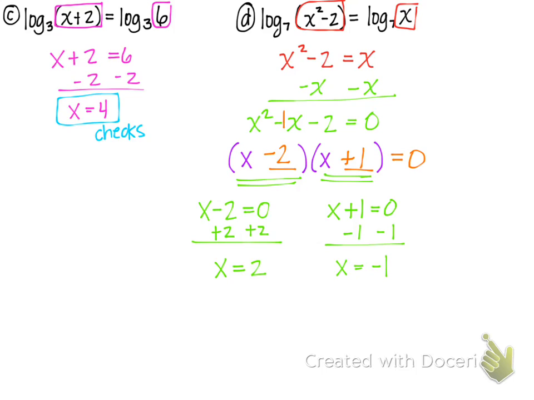But I want to point out to you, just because you have a negative solution doesn't mean that it won't check, because sometimes they'll check. So let's look at x is equal to 2 first. We're going to go back to our original. On the right-hand side, we'll be good, because we'll be taking the log of a positive 2, which is completely legal. On the left-hand side, we'll have 2 squared, which is 4, minus 2, which gives us 2. So we're good to go there. We're taking logs of positive numbers. So this one checks.